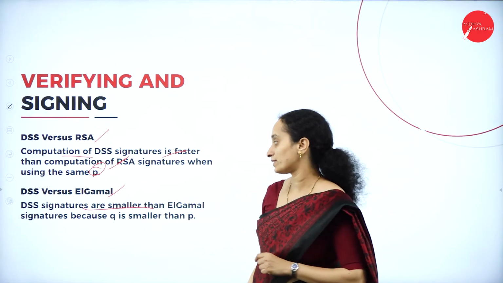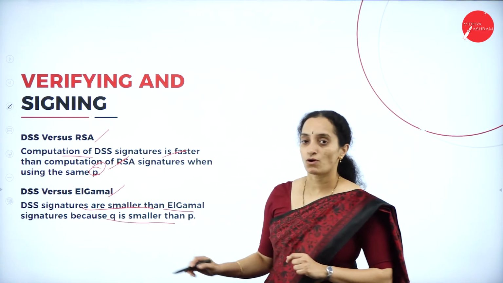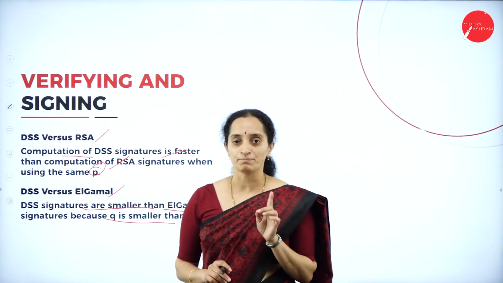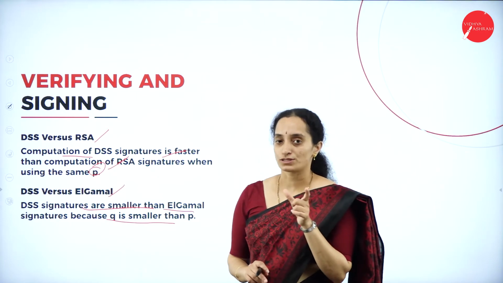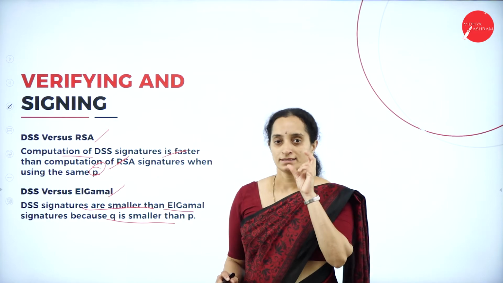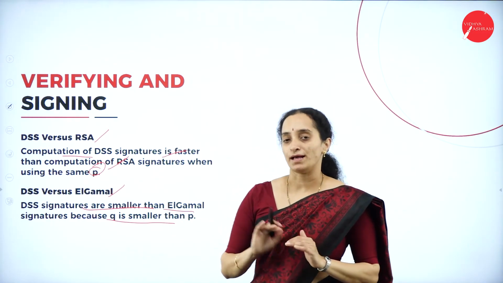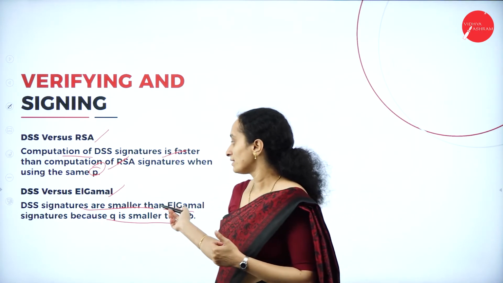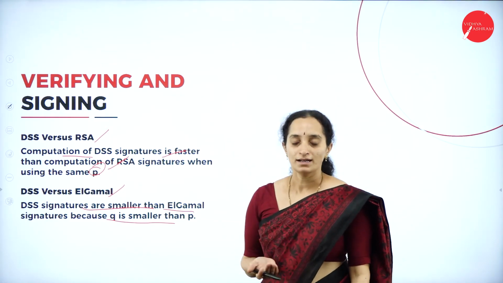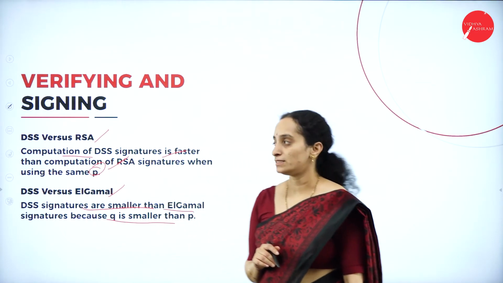When compared to the ElGamal digital signature scheme, the DSS signatures are smaller than ElGamal's because Q is smaller than P. ElGamal uses only one value, the prime value P, which is 1024 bits, but DSS has P and Q, where Q is smaller than the prime value. So the signatures are smaller, but ElGamal and DSS don't have much difference in the verification or the implementation of the keys.